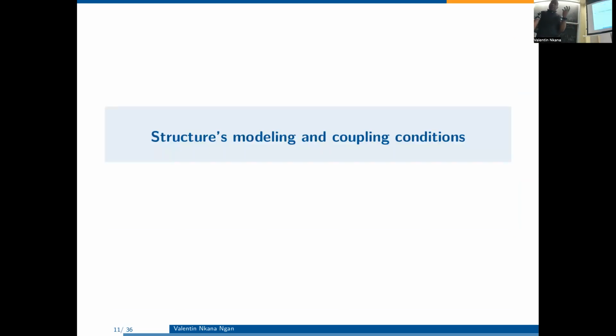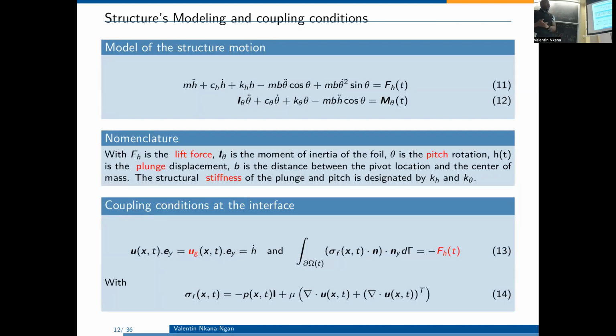So what about the modeling of the structure? Here we have two degrees of freedom that we are interested in, which we call the plunge and the pitch. The pitch is the rotational motion of the airfoil, and the plunge is the one responsible for the translation of the airfoil.